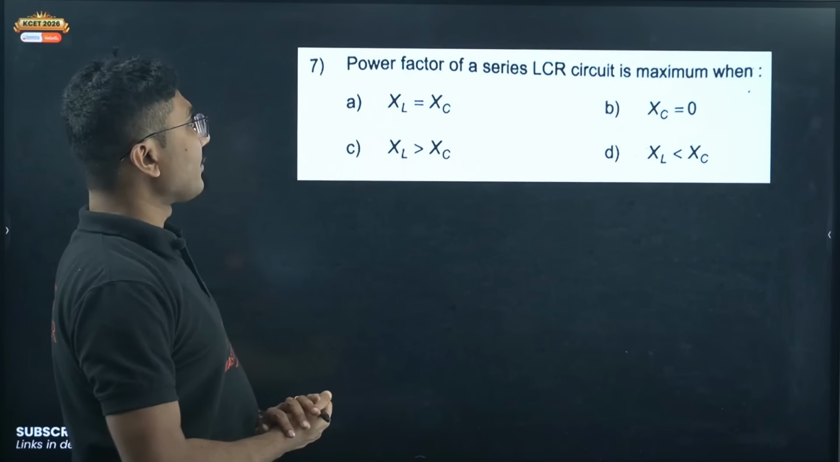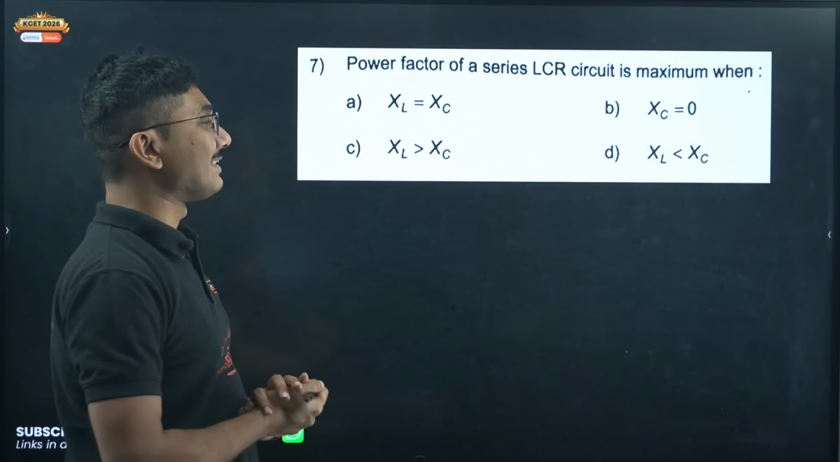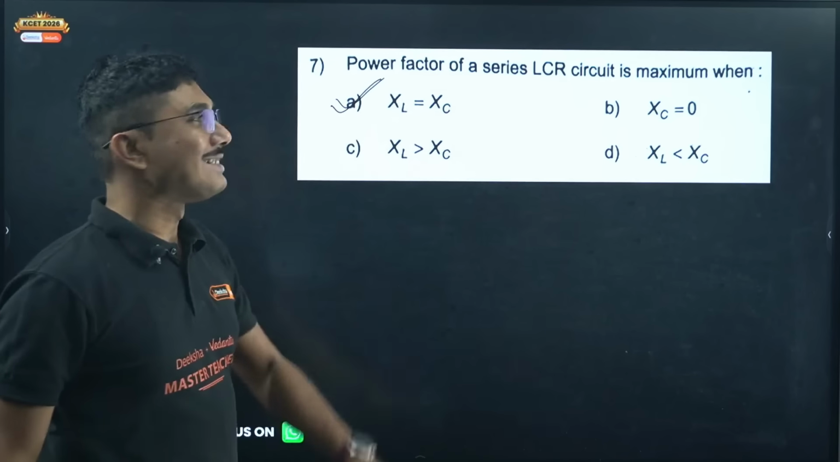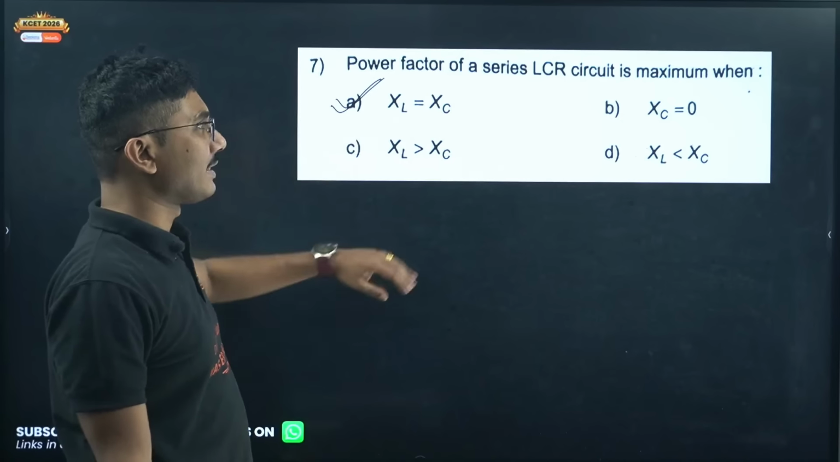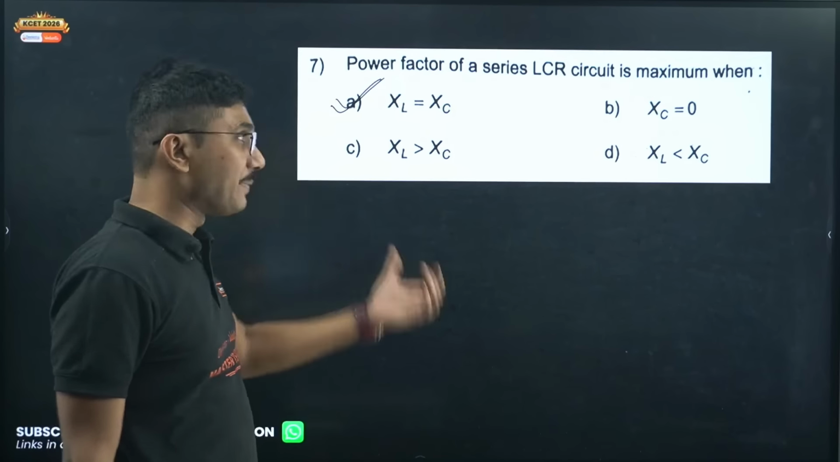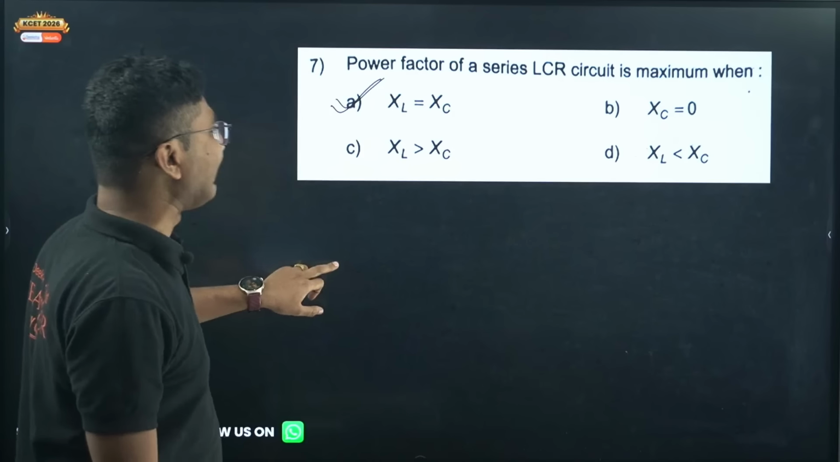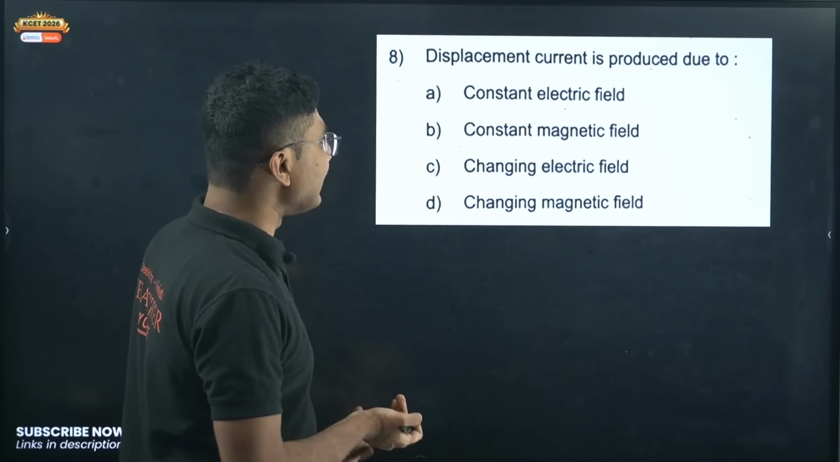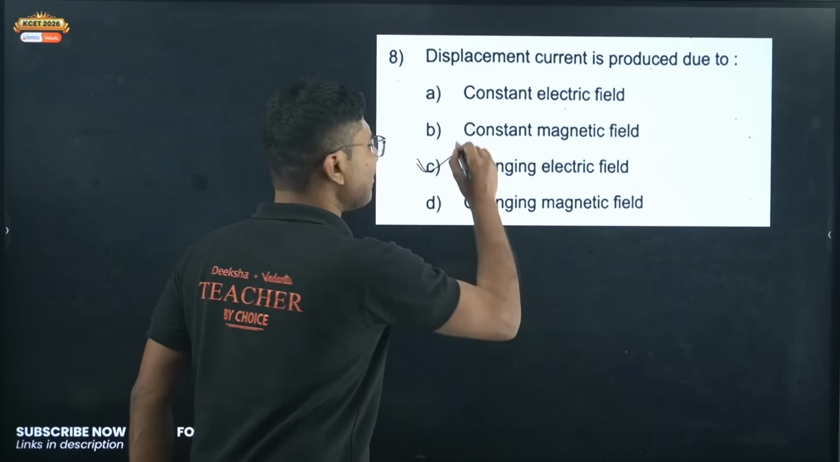Okay, the power factor of a series LCR circuit is maximum. Exact same question we have done, when the circuit is in resonance, that is XL equals XC. Maximum power is dissipated in the circuit when XL equals XC. Next, displacement current is produced due to a changing electric field. Exactly the same question we did.